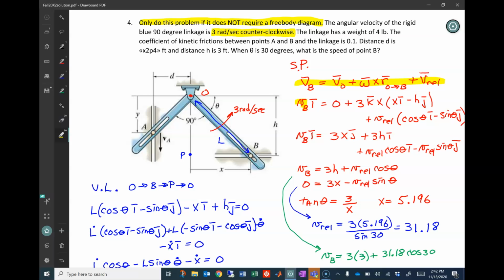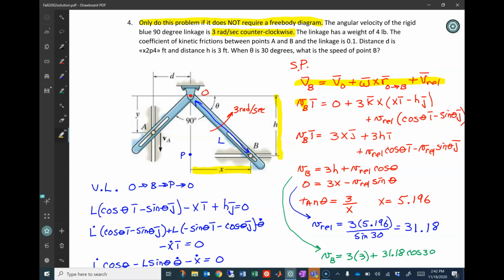So that's the omega. The R from O to B is, and I'm just going to pick it off over here. If you're going from O to B, I'm going to go to the right a distance of X, and I'm going to go down a distance H. And so that's why it's X i plus, right, H minus j, because he's down.